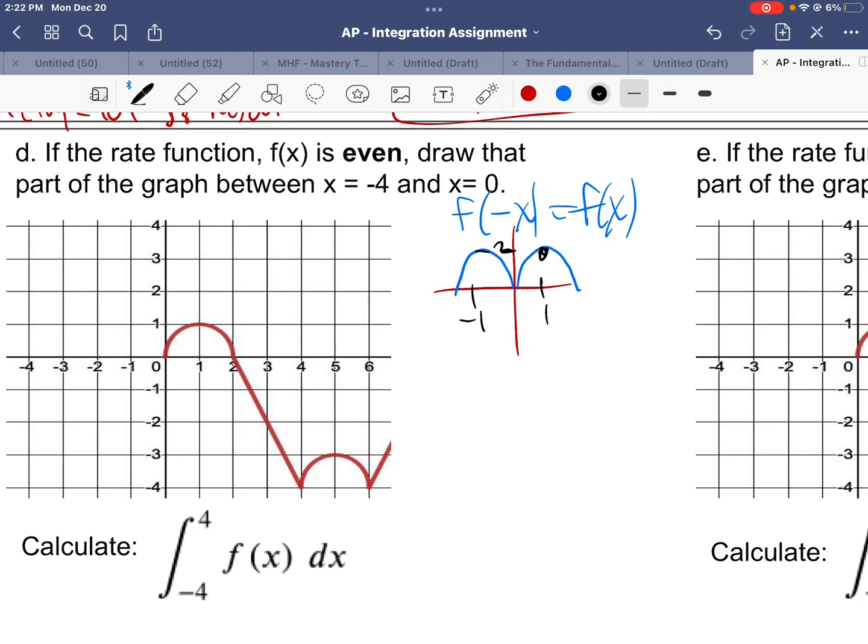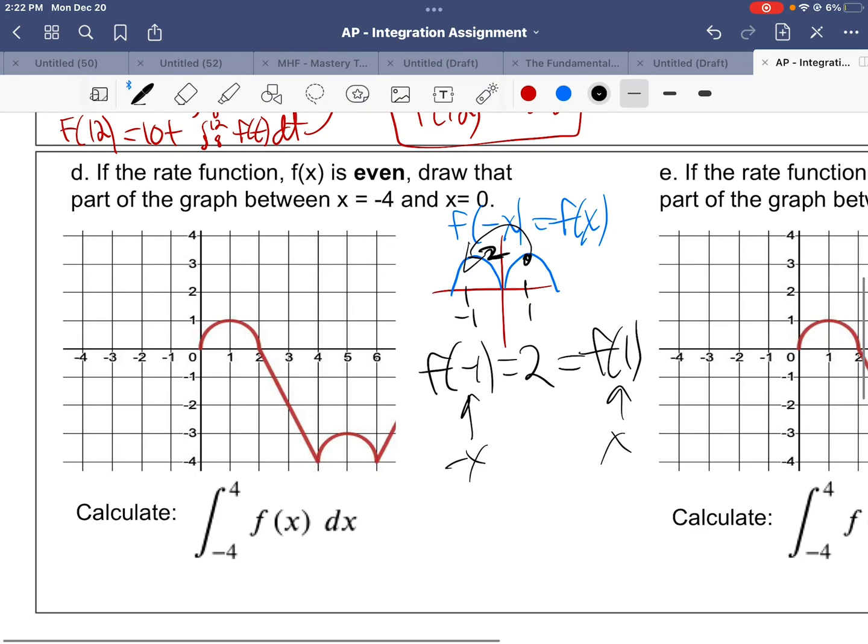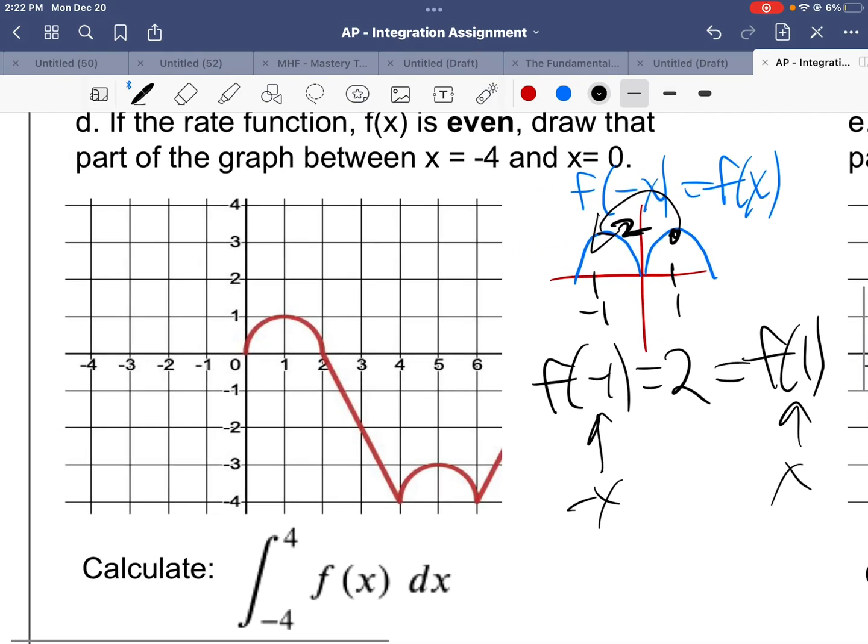Say that this is a y value of 2 here. f at -1 equals 2 equals f at 1. Okay? So when I reflect horizontally, I get the same y value. Okay? f at -x equals f at x. Okay? So it's just a horizontal reflection. That's all it is. So how do I do this one?